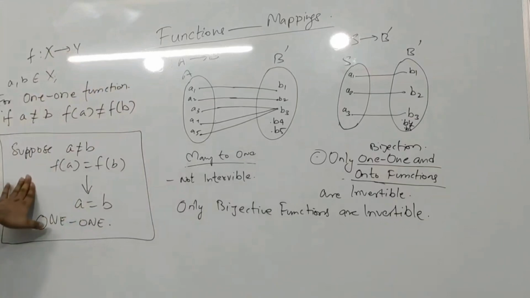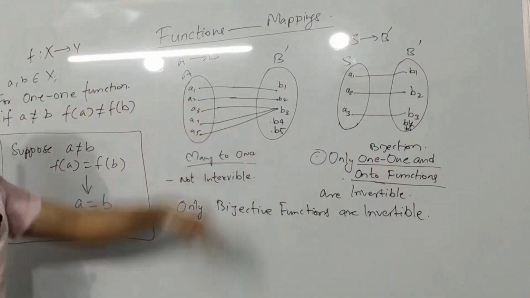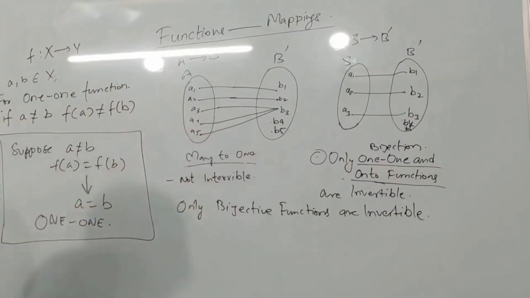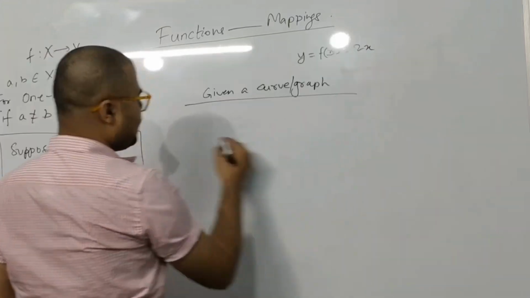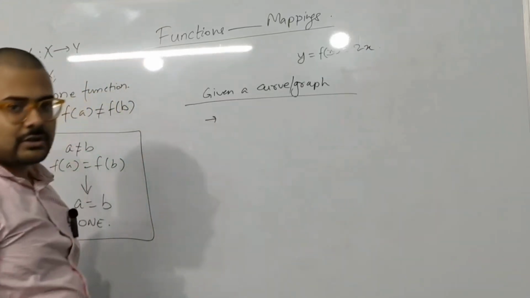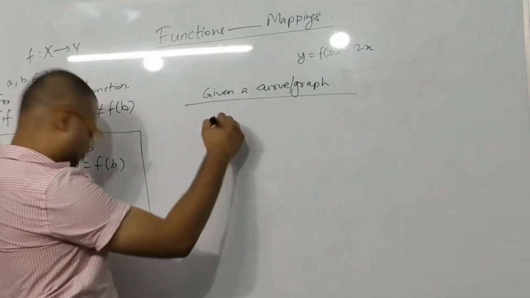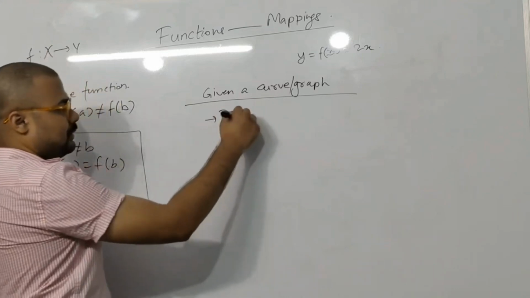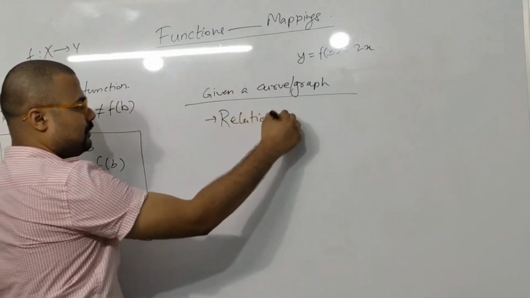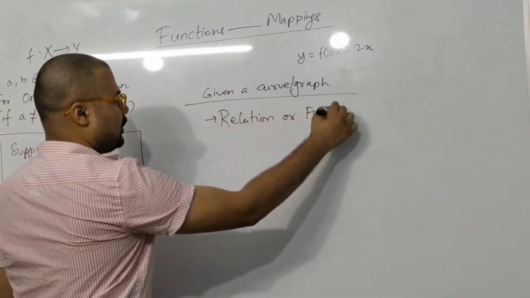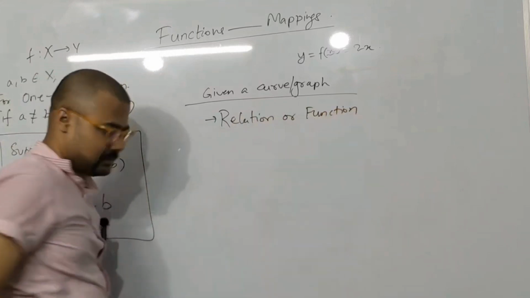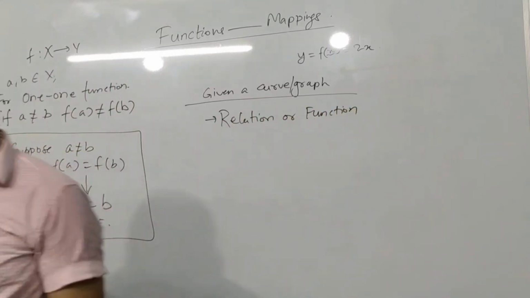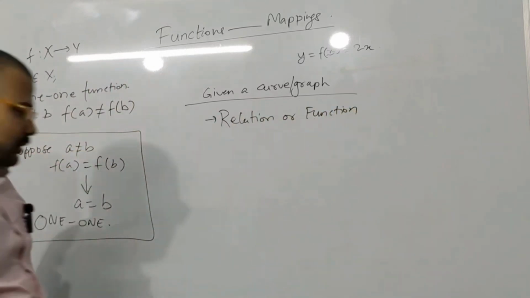I will explain it again, but I'm removing this. Okay. If you have to know if it's a relation or a function, how do you find it? How do you find if it's a relation or a function?